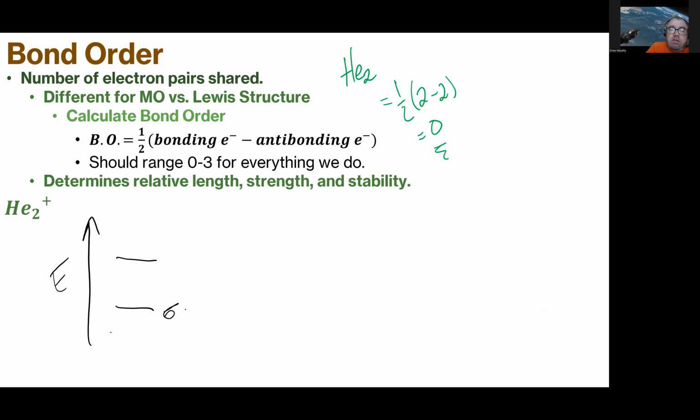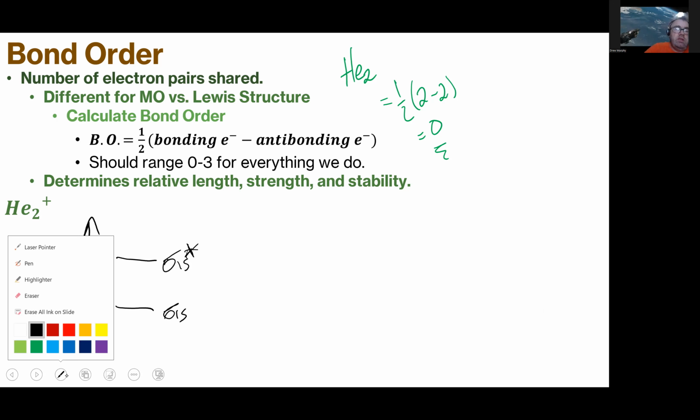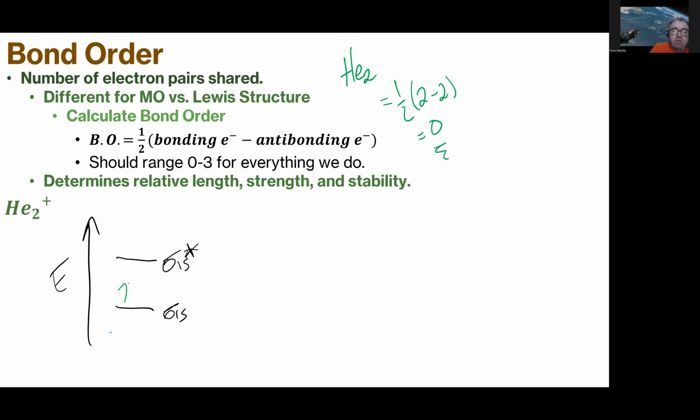We have a sigma 1s and a sigma 1s star. Remembering our He2 had 4 valence electrons, but this one we lost 1, so this only has 3 valence electrons: 1, 2, 3. It looks like that. All right, what can we tell out of this?